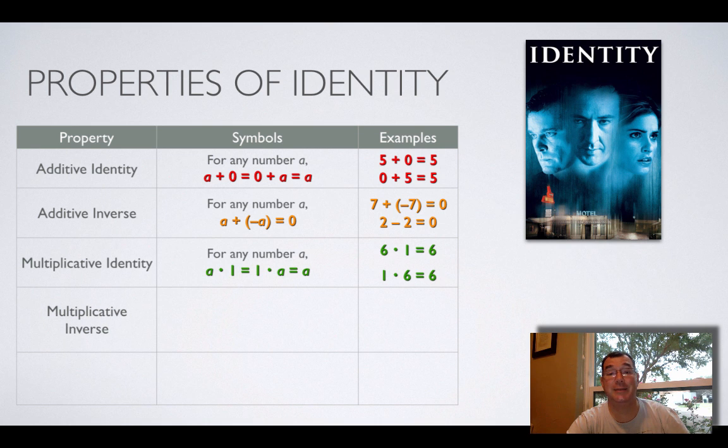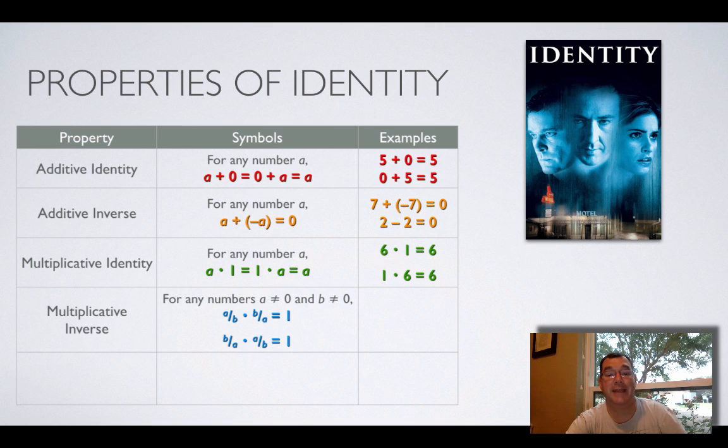And similarly, I need to be able to multiply two things together so that I get 1. So if you give me a number, I need to be able to come up with another number so that if I multiply your number and my number, we get 1 as the answer. So in our case, it's going to be what's called the reciprocal.